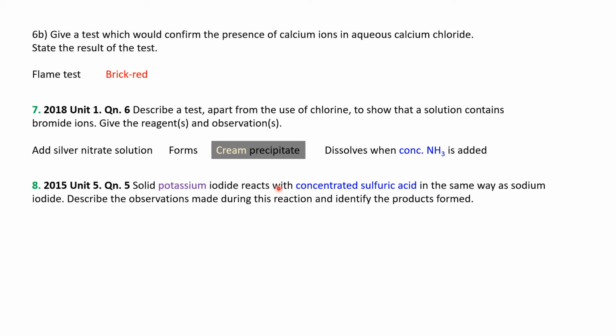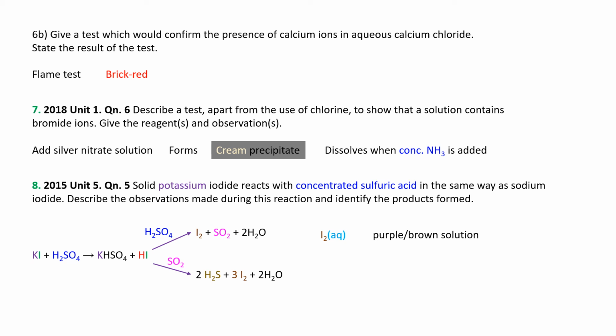Solid potassium iodide reacts with concentrated sulfuric acid in the same way as sodium iodide. Describe the observations made during this reaction and identify the products formed. So first thing is, there's the potassium iodide with sulfuric acid, makes the potassium hydrogen sulfate plus hydrogen iodide. Hydrogen iodide itself then reacts further with sulfuric acid to give you iodine, SO2 and water. And as you make the SO2, hydrogen iodide reacts with it to make H2S and iodine and H2O. So you're going to see iodine, water, SO2 and H2S.